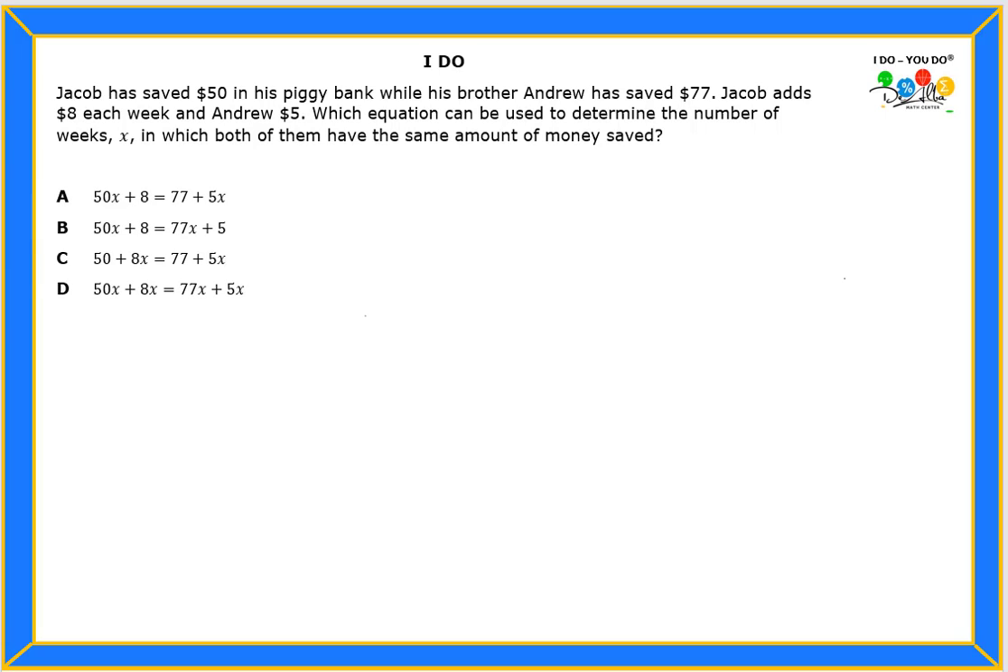Well, I want to find out any equation that will show that both of them have the same amount of money. Okay, so that's basically what I need. So if I go back to the question, we're going to look at two people here, right? We're talking about Jacob, and it says that he already saved the $50, right? And then we have Andrew, and it says that he already saved $77, right? Now, what happens after that?